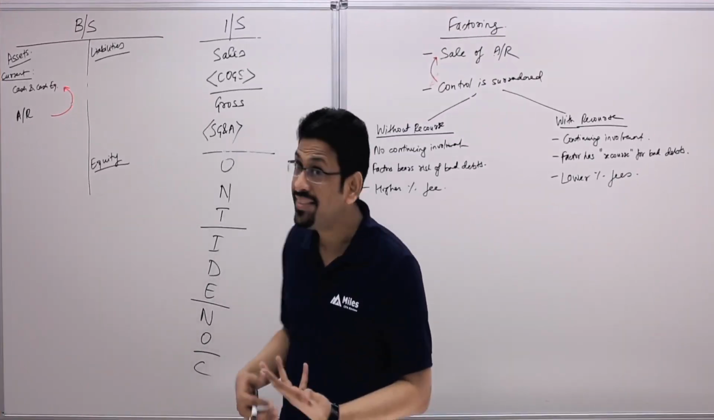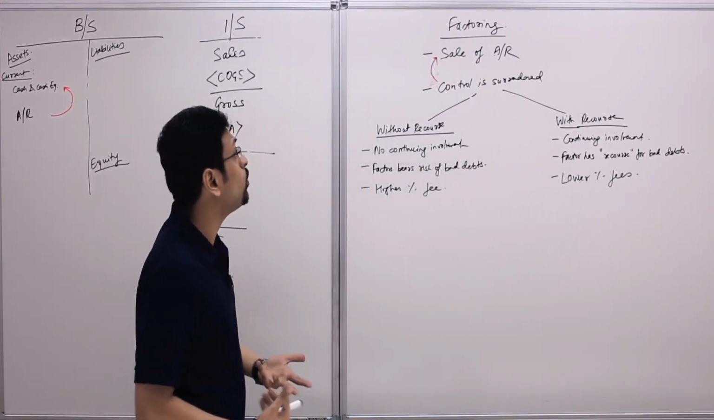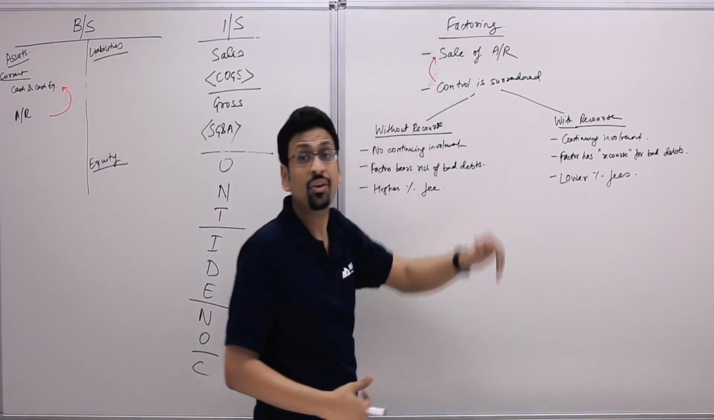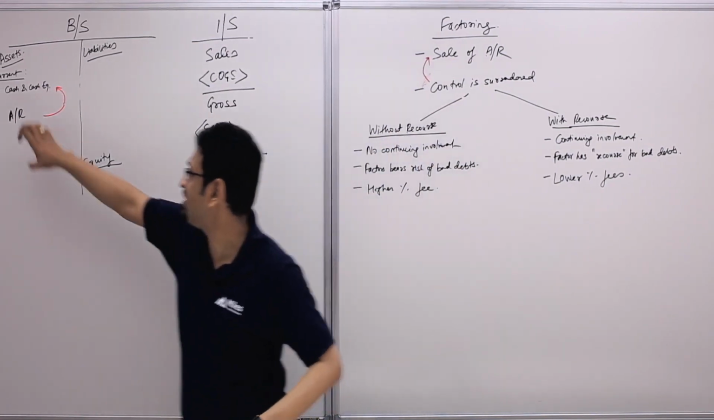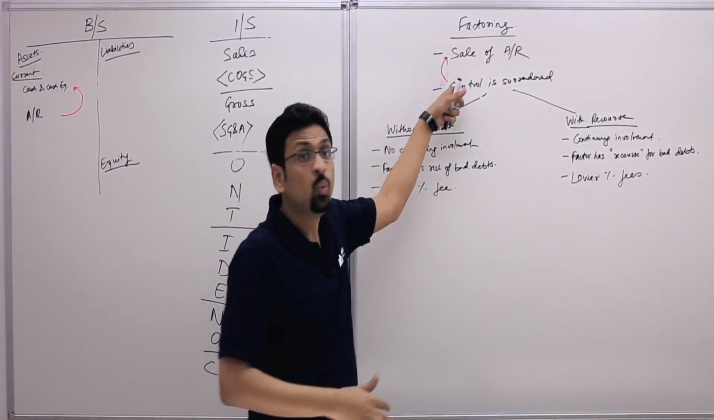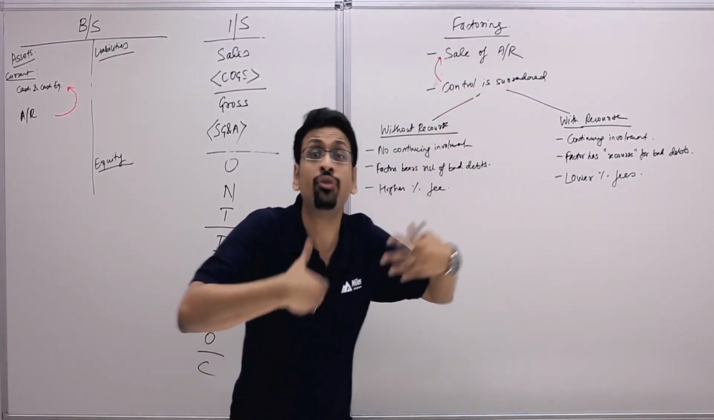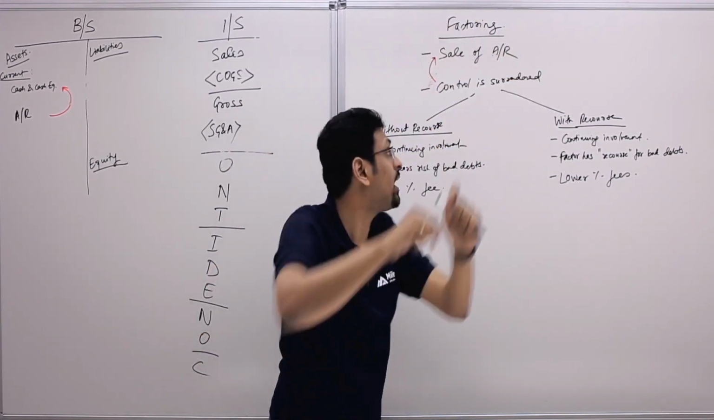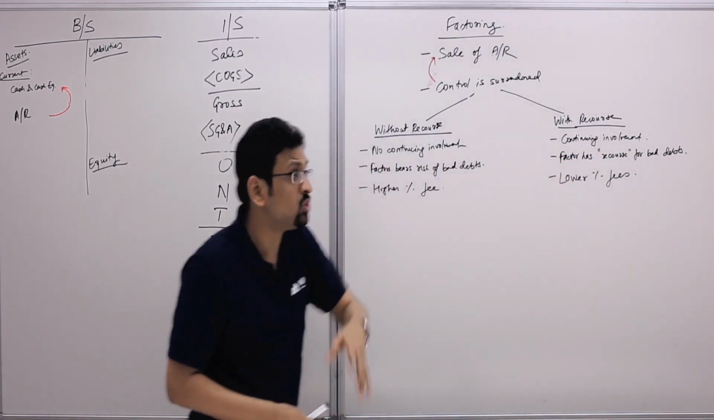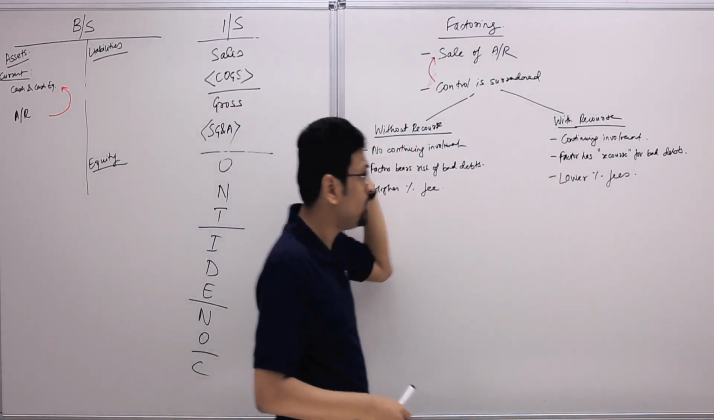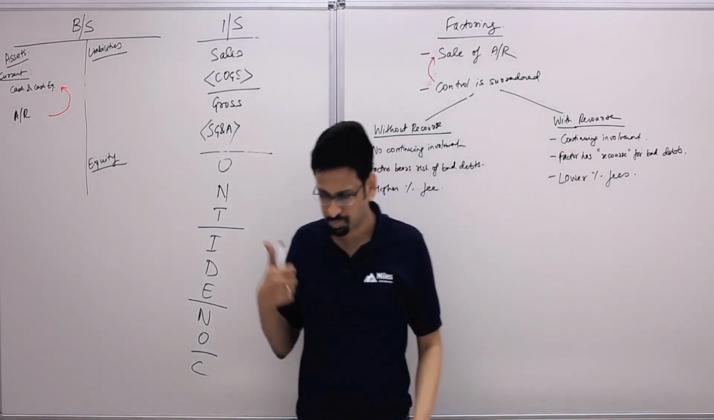Now let's look at an example to understand more about factoring of receivables. As I told you, this is the selling of accounts receivable. Take it out of your books, sell it. Where you surrender your control, it's out of your control and it's in the factor's control. Now it could be without recourse or with recourse. We'll first look at an example on without recourse, then we'll talk about with recourse.